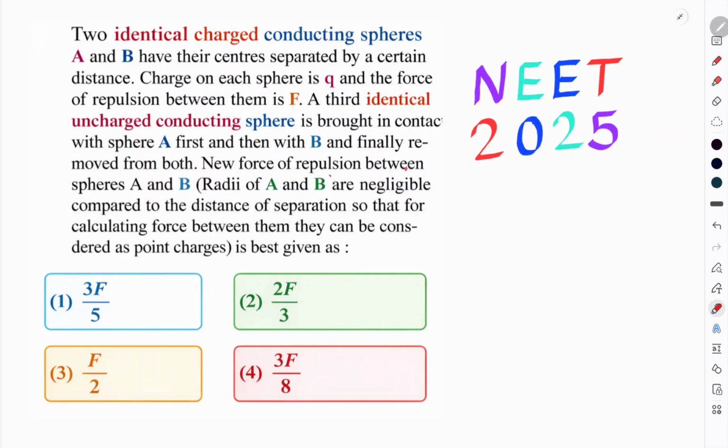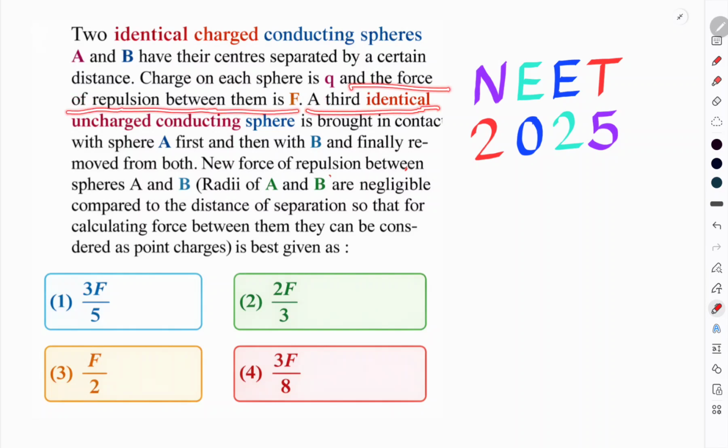Hello everyone. Now we are going to solve one more question of NEET 2025. Let us see what is the question here. Two identical charge conducting spheres A and B have their centers separated by a certain distance. Charge on each sphere is small q. And the force of repulsion between them is F.